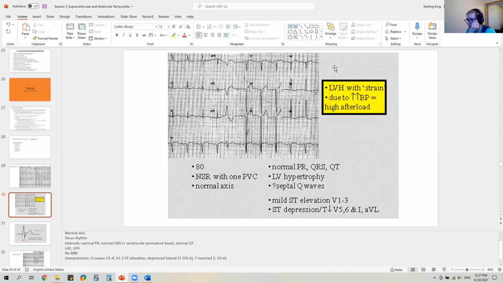One of the things I didn't really comment on was left ventricular hypertrophy with strain. So we can attribute this V1 to 3 ST elevation to that. It also has, as you're noticing, the convex shape. So it's got a convex T. I mean, I missed that myself. So with the convex T, we're thinking strain. Okay.